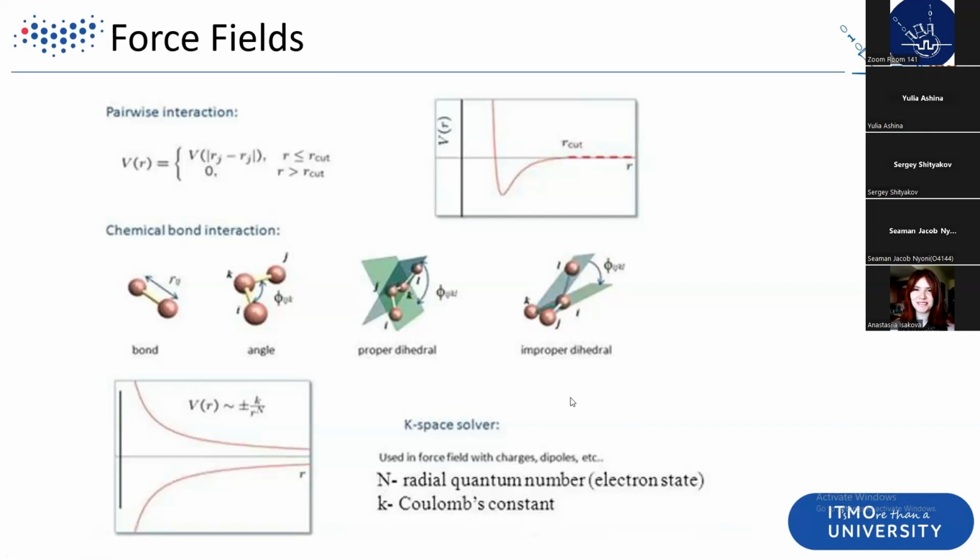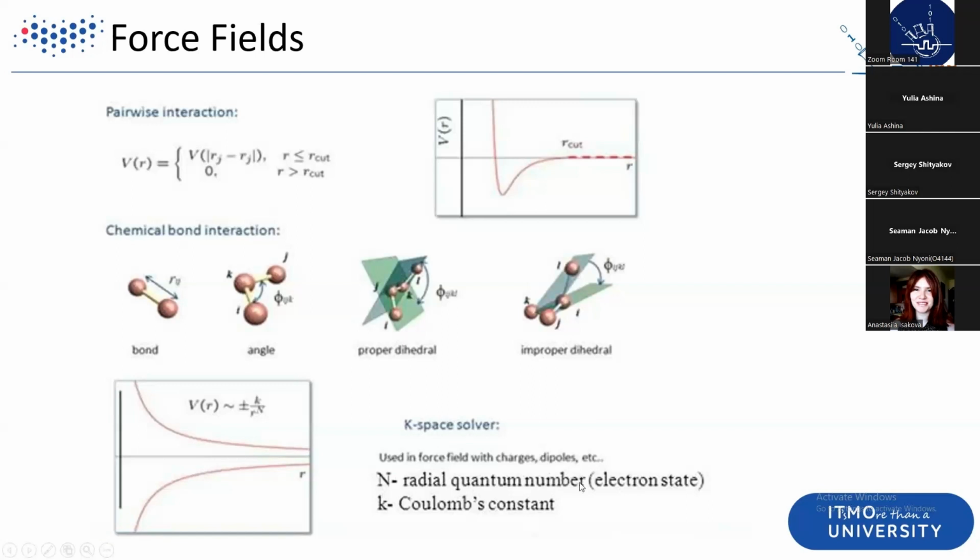So the force field actually is a file where you are keeping all the information about the chemical bond interactions and the pairwise interactions. This is the most important information that you would have in the force field. And then you get different solvers also, which contain the radium quantum number for electron state, some constants. They are used in the force field with charges and so on.